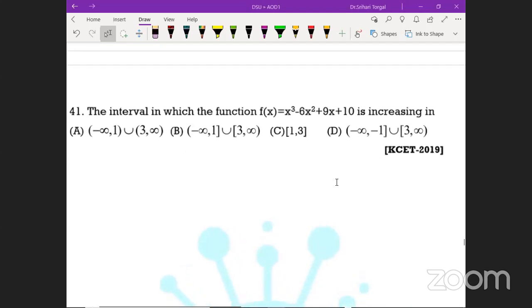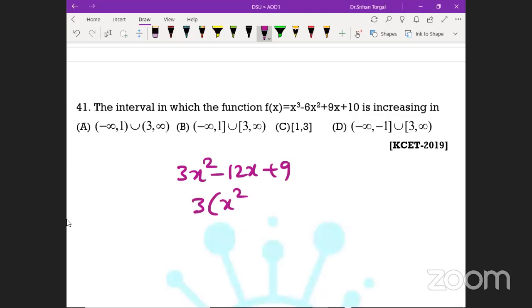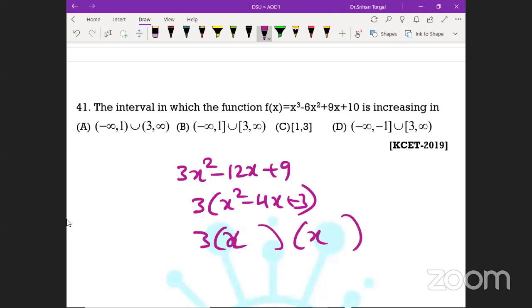Very interesting. 2019 problem from increasing and decreasing functions. Right? What is the answer for this? x cube differentiation is 3x square minus 12x plus 9. If you take 3 common, x square minus 4x plus 3, what are the two factors? 3 ones are 3. Right? x equal to 1 and 3.